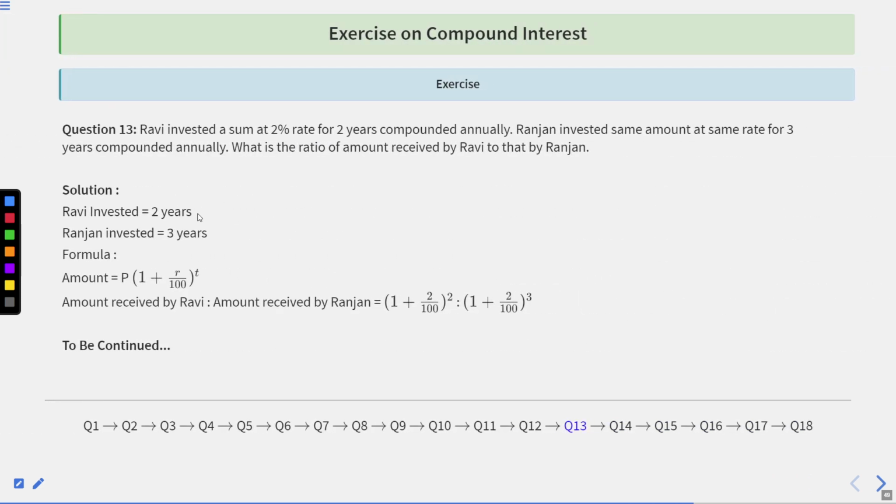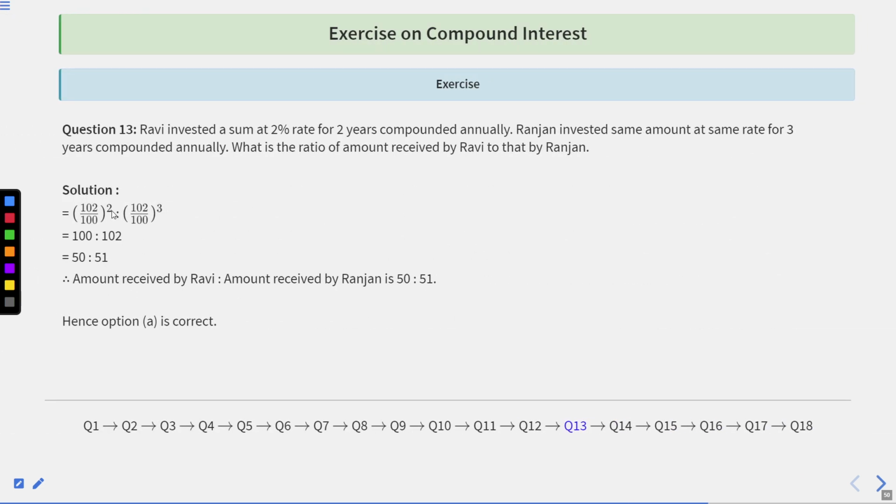Solution. Ravi invested for 2 years and Ranjan invested for 3 years. So the formula is amount equal to P times (1 plus R upon 100) to the power T. So the amount received by Ravi is to the amount received by Ranjan in the ratio (1 plus 2 upon 100) whole square is to (1 plus 2 upon 100) whole cube.